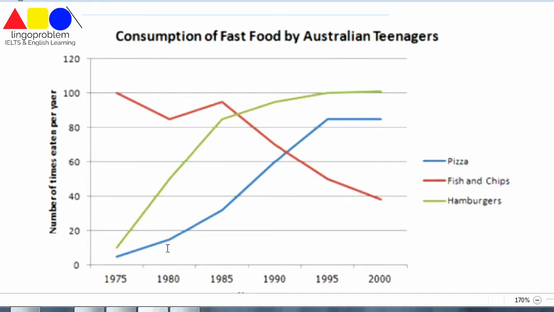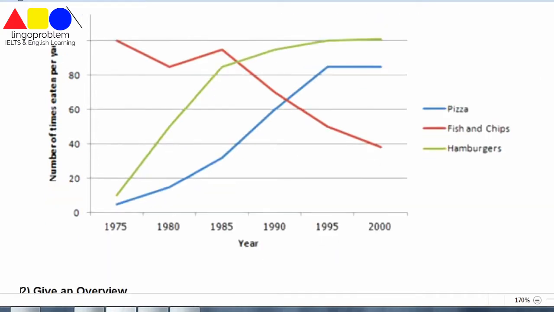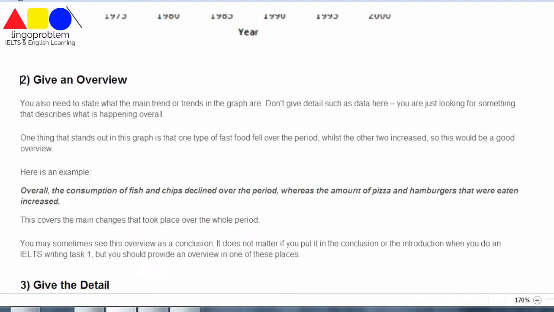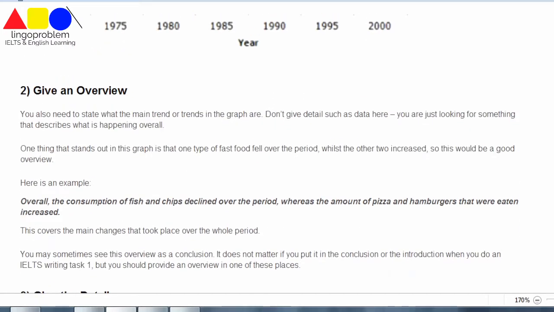And always, whenever we are doing, even if it's 1 chart or 2 charts or 2 graphs or 1 graph, we can just give the overview, that what is the general idea, by looking at the graph or chart. Now this is very important because it gives the idea to your reader what the graph is saying. All right, and it has marks.